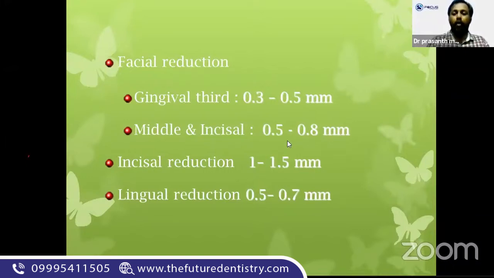So this you have to learn by heart because this has been frequently asked. So gingival third 0.3 to 0.5 mm, middle and incisal 0.5 to 0.8, incisal reduction 1 to 1.5 mm, lingual reduction, if you are going for a lingual coverage, then 0.5 to 0.7 mm. Clear?